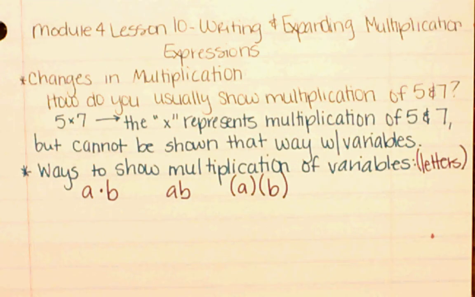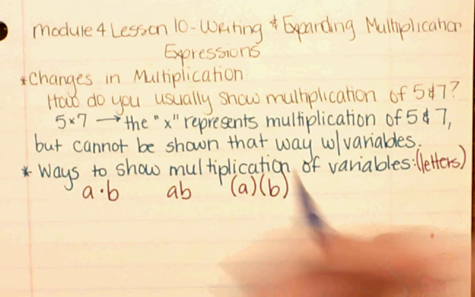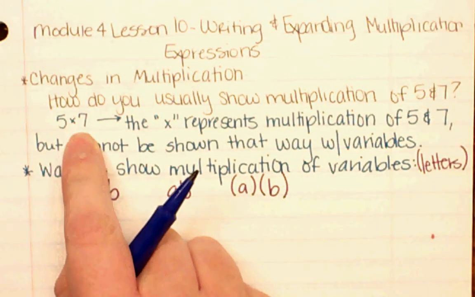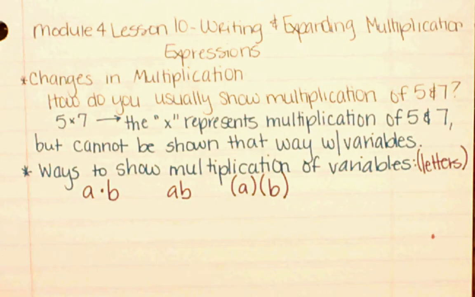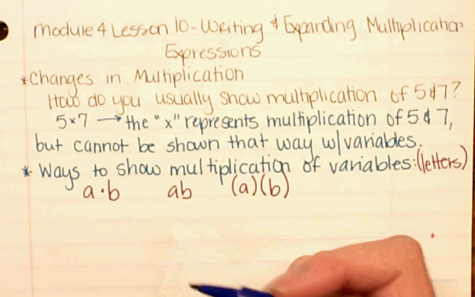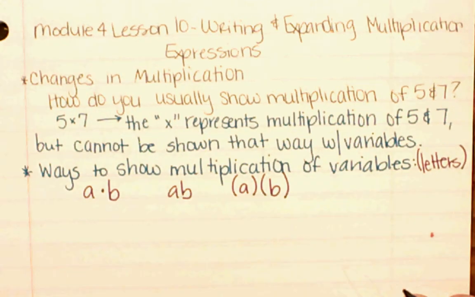Today's lesson is Module 4, Lesson 10, Writing and Expanding Multiplication Expressions. There have been some changes in multiplication. How do you usually show multiplication of 5 and 7? You usually write 5, the times sign that looks like an X, and 7. The X represents multiplication of 5 and 7, but it cannot be shown that way with variables because the X gets really confusing. So other ways we can show multiplication of variables is A with the dot and B, the dot being the times sign, A and B together.